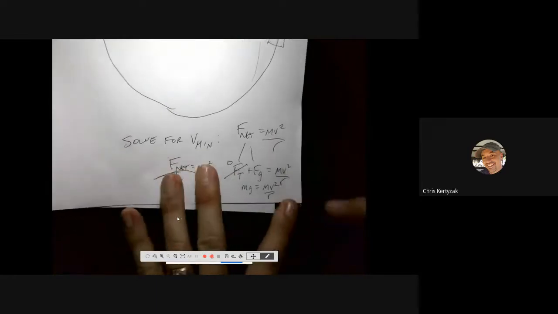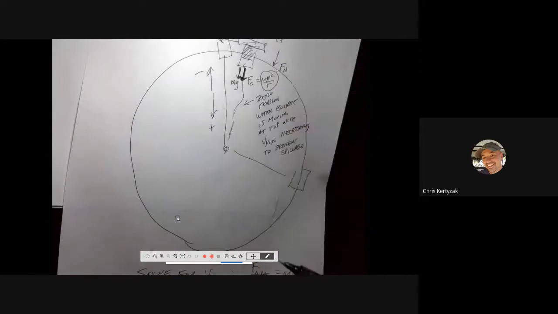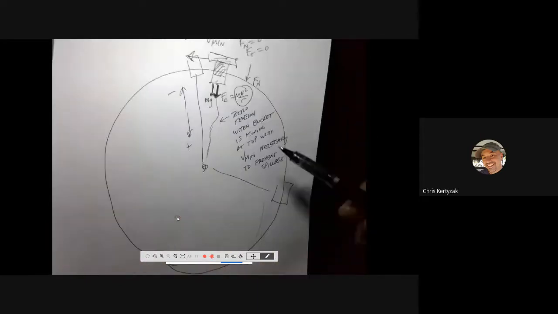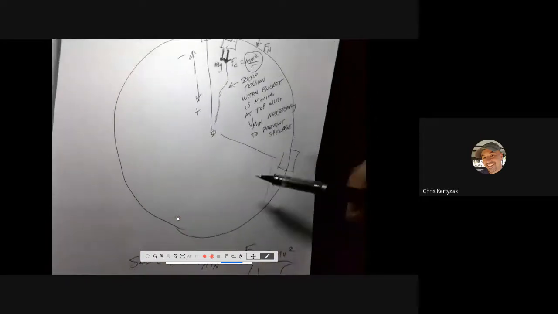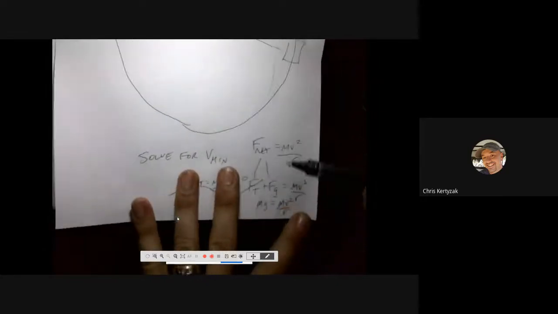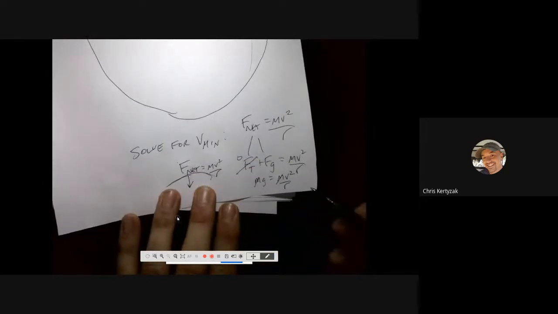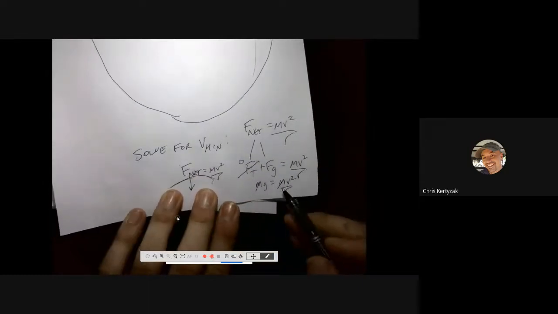If that's the case, the m's cancel out, which means if you can hit this speed at the top that we're about to calculate, it doesn't matter how much water you have in the bucket. It could be a few drops of water, it could be a gallon of water, it could be 10 gallons of water. It doesn't matter what the mass is. As long as whatever amount of water you have hits the speed, which we're about to solve for, you'll be good. What speed? Well, what's left?